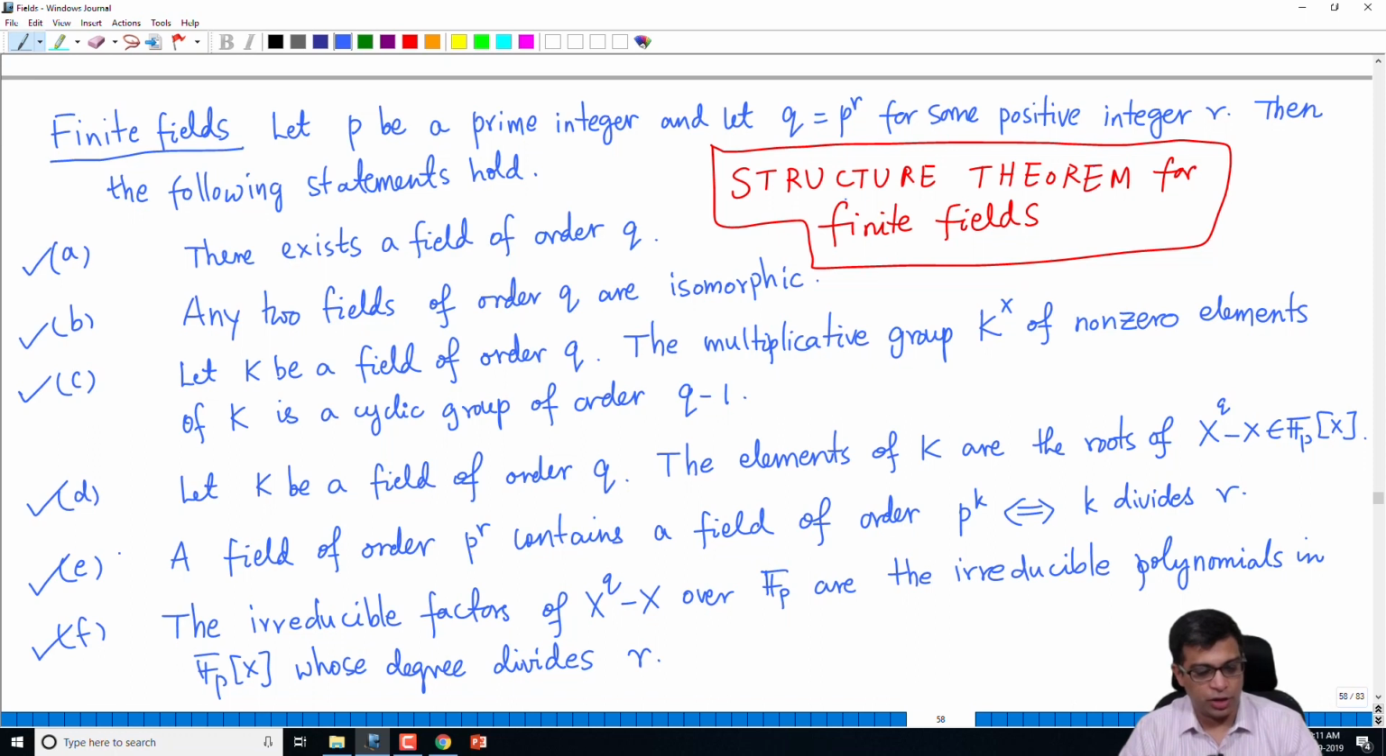But the most important thing to keep in mind is that there exists a field of order q always. Any two fields of order q are isomorphic, and of course q is p^r. That's very important, because if q is not p^r, it cannot exist. That we have already shown. Only possible finite fields have order p^r. And we have also mentioned that the multiplicative group of any finite field is a cyclic group of order q minus 1, and elements of a field of order q are roots of x^q minus x. And then we have two statements about subfields of F_q and irreducible factors of x^q minus x.